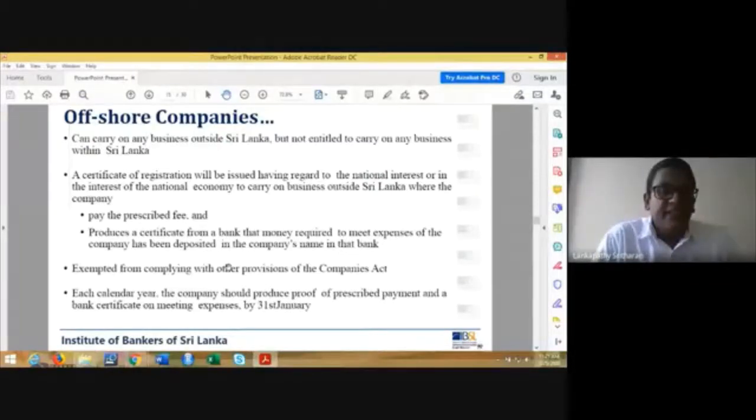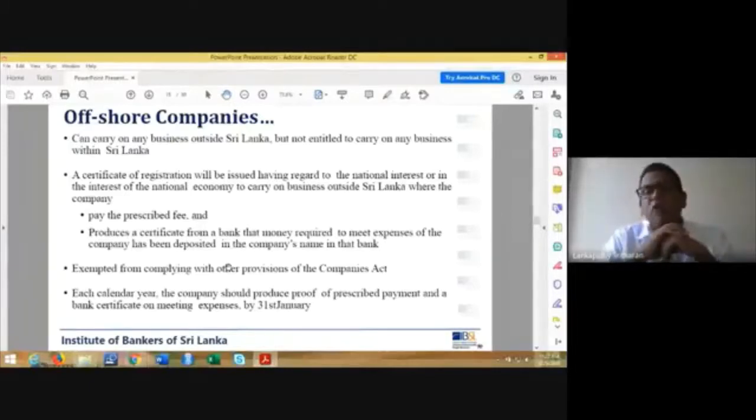And the other point is they are exempted from complying with the other provisions of the Companies Act. Actually, for these companies, there are a set of provisions, so they have to comply only with those provisions. Each calendar year, the company should provide proof of the prescribed payment and a bank certificate on meeting the expenses. So every year they have to make the payment to the Registrar of Companies and give the evidence that the money required for the expenses is already deposited in the bank account. So these are the things related to the offshore company.